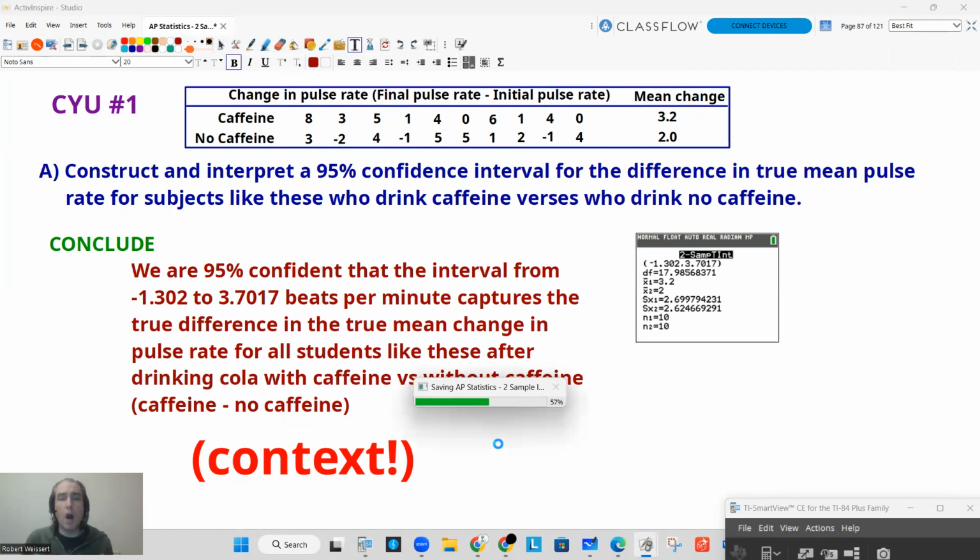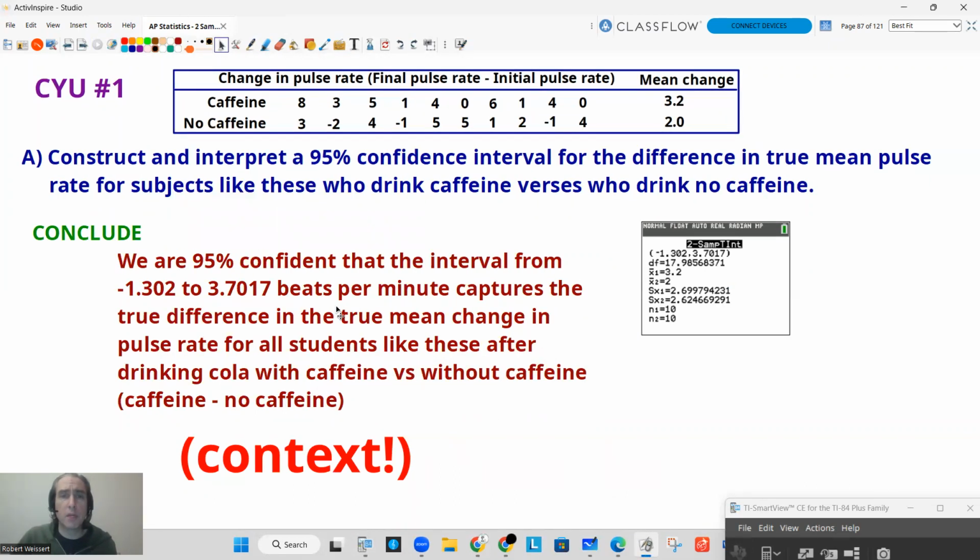And so always include context in this part, okay? We are 95% confident that the interval is between this and this isn't going to get you full credit. Throw that context in there and make sure you use the units for these because we're talking about quantitative data. So beats per minute would be your units.